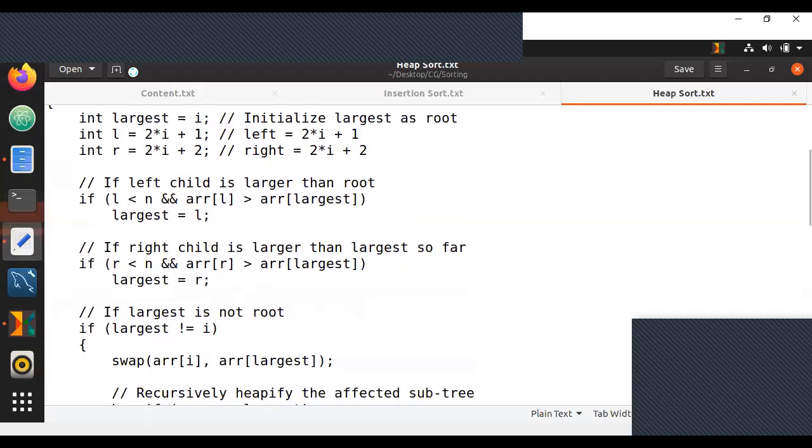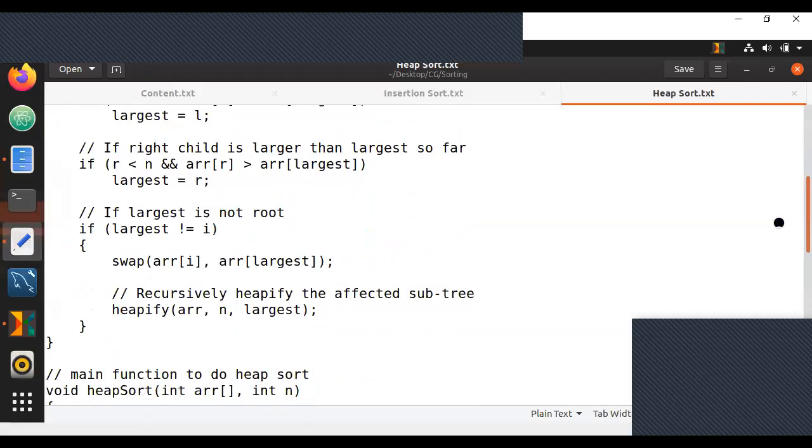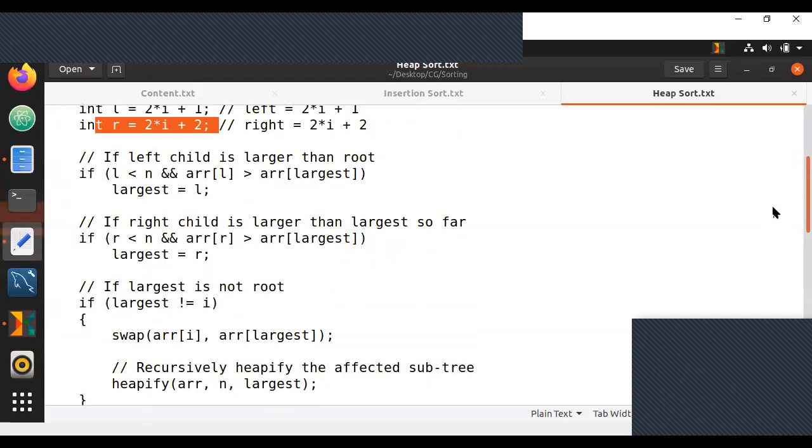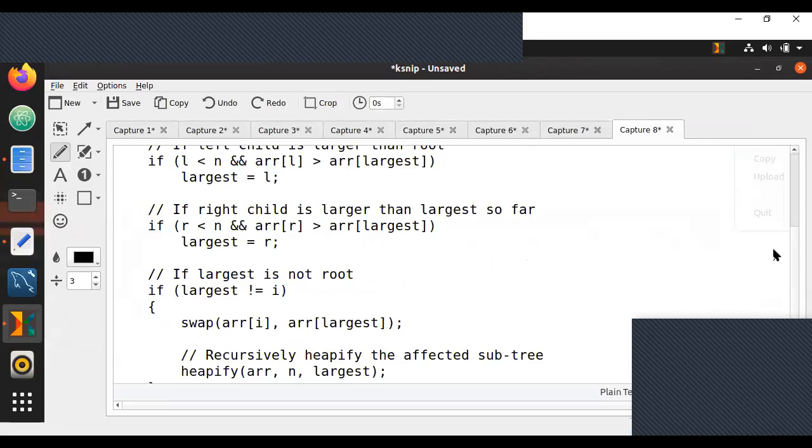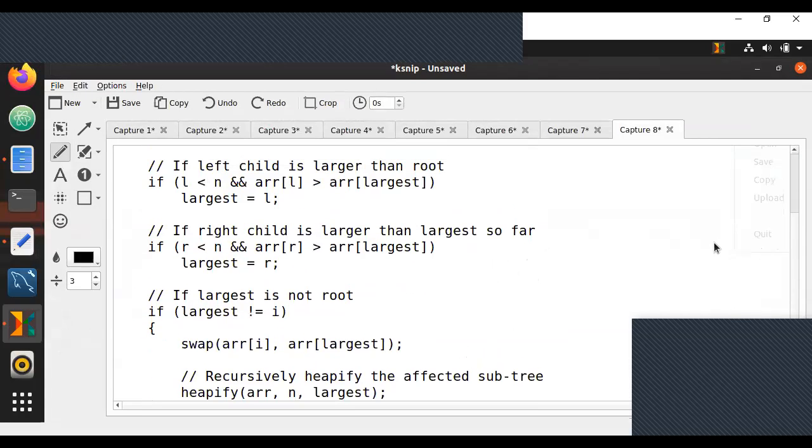Now, you have this as int largest equals I, then L is this much, R is this much. You have all these values. It is a complicated program. And to top it off, it is a recursive program. Then you have a recursive program to calculate the entire complexity. You need to perform a lot of steps in this.